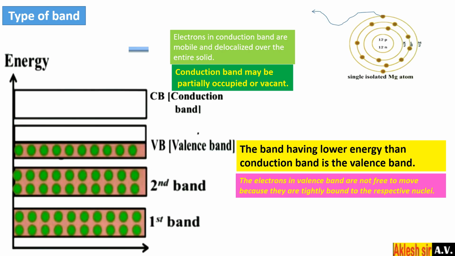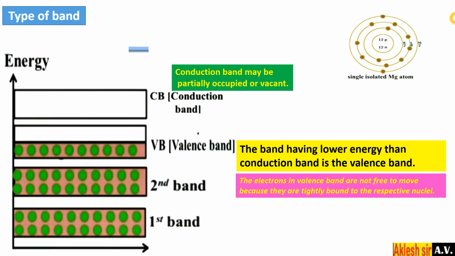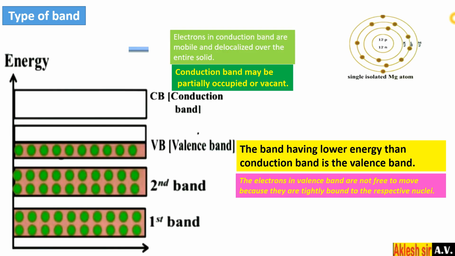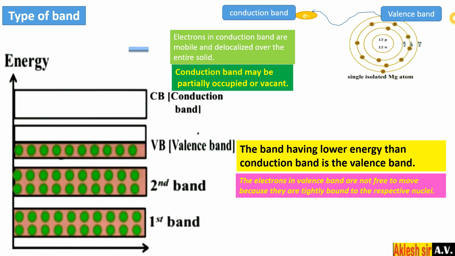Suppose any electron here, assume that this electron, which is now in the valence band, for any reason became free and is moving. It was there in the valence band, now it is free. Now, this free electron is present in which band? The conduction band.